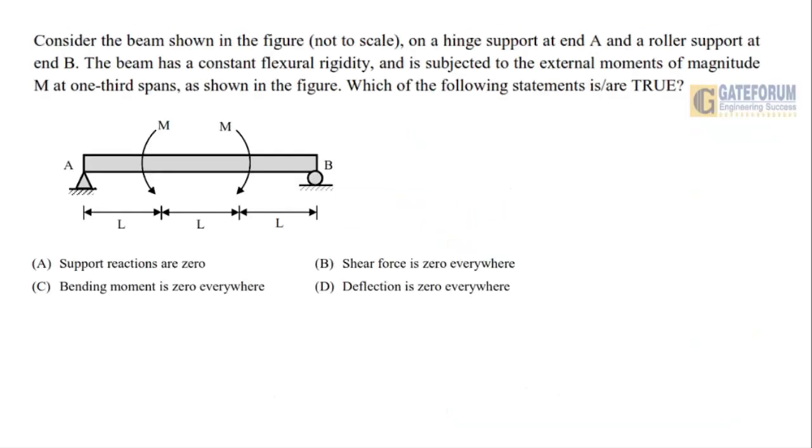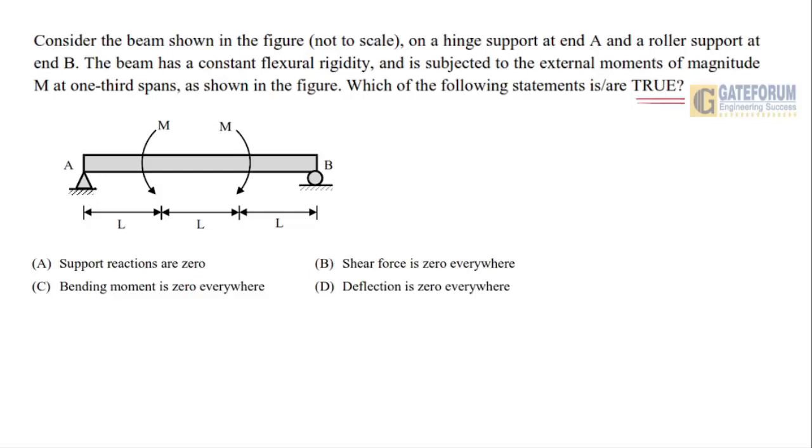Consider the beam shown in the figure, not to scale, on a hinge support at end A and a roller support at end B. The beam has constant flexural rigidity and is subjected to an external moment of magnitude M at 1/3 spans as shown in the figure. Which of the following statements is true? A. Support reactions are 0. B. Shear force is 0 everywhere. C. Bending moment is 0 everywhere. D. Deflection is 0 everywhere.